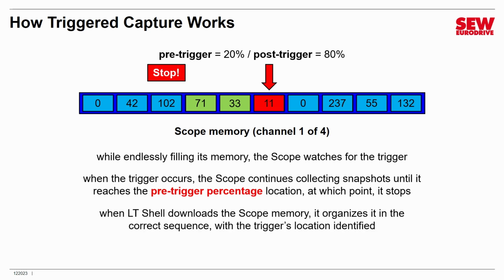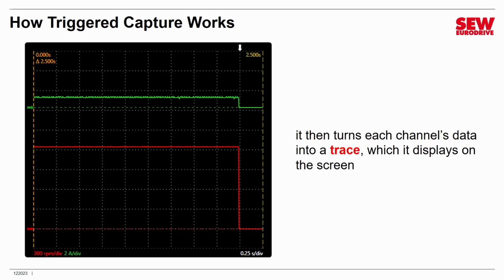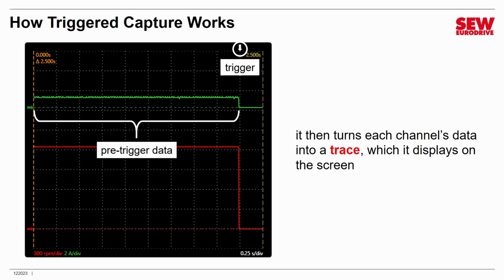When LT Shell downloads the scope memory, it organizes it in the correct sequence and identifies where the trigger is located. So it plays it back on the screen sort of like this. And this is the complete trace. Now these numbers are then turned back into the trace, which is displayed on the screen, and you can take measurements from it, and of course you can visually inspect it. The trigger is indicated by the little white arrow. That indicates where in time the trigger event occurred. So with this particular trace, about 90% of the data is pre-trigger because it's to the left of the arrow, and 10% is post-trigger, which is to the right of the arrow.